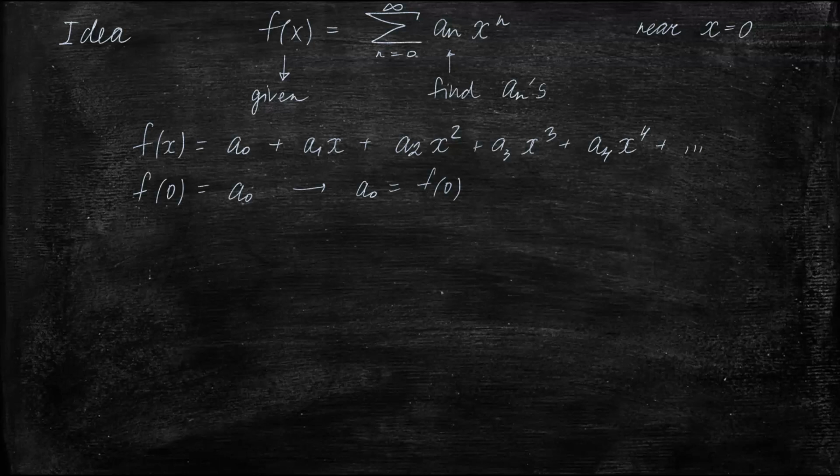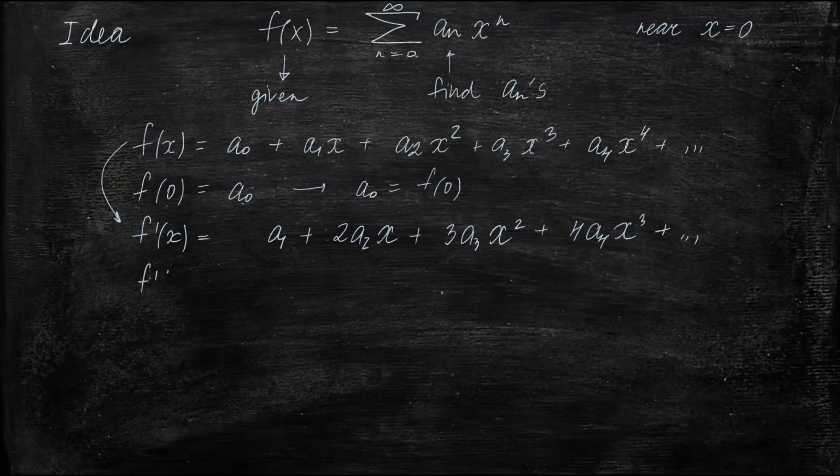Remember, we need to find all such coefficients, and there are infinitely many of them. To find the next one, let's differentiate the function. As we do that term by term, the 0th coefficient is gone because the derivative of a constant is 0, but the derivative of a1x is just a1. The derivative of a2x squared is going to be 2a2x. We just differentiate using the rules of differentiation. It is possible to see the pattern there, but most importantly, when we plug in 0 for x, all of this turns into 0 and the only thing that's left is a1, meaning we found a formula for a1. It's just going to be the derivative of the function evaluated at 0.